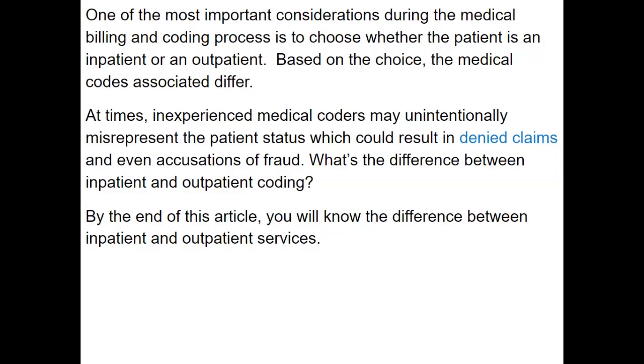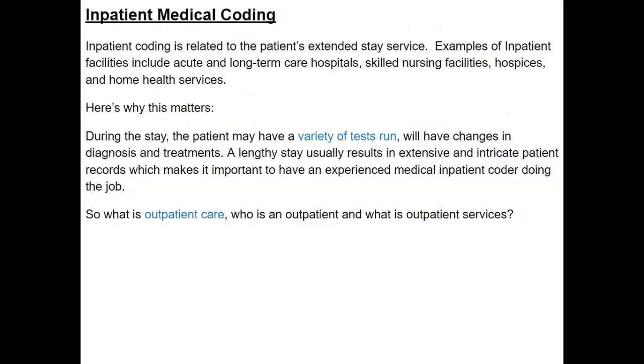Now, I don't know, maybe all of you know this, but I'm just going to make a point that inpatient and outpatient codes in the CPT are found in the E and M section, Evaluation and Management. Inpatient medical coding. Inpatient coding is related to the patient's extended stay service. Examples of inpatient facilities include acute and long-term care hospitals, skilled nursing facilities, hospices, and home health services.